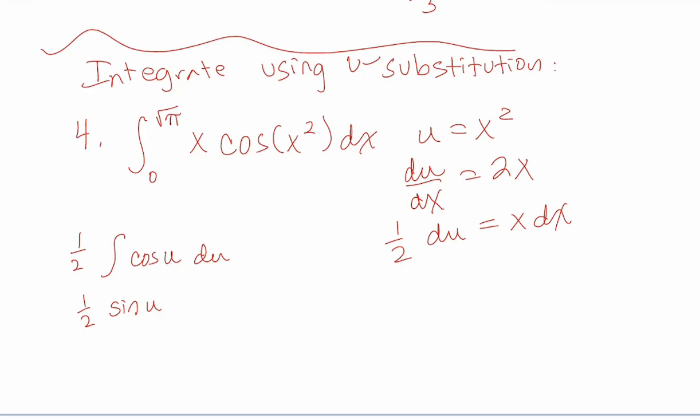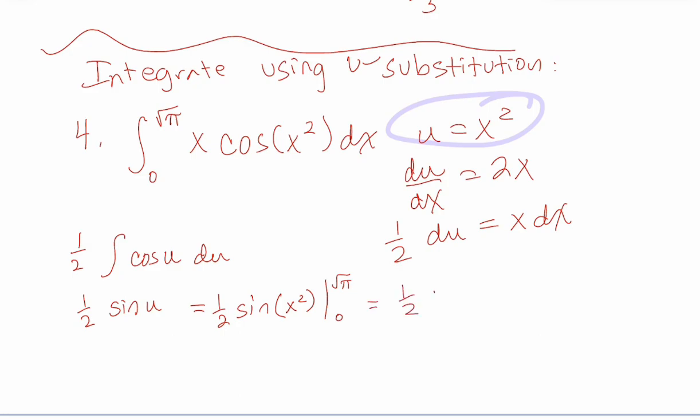Now, let's stick our u back in terms of x's, and then we'll write our boundaries down. So that's 1/2 the sine of x squared, and our boundaries are 0 and the square root of pi. Now let's plug in our boundaries.